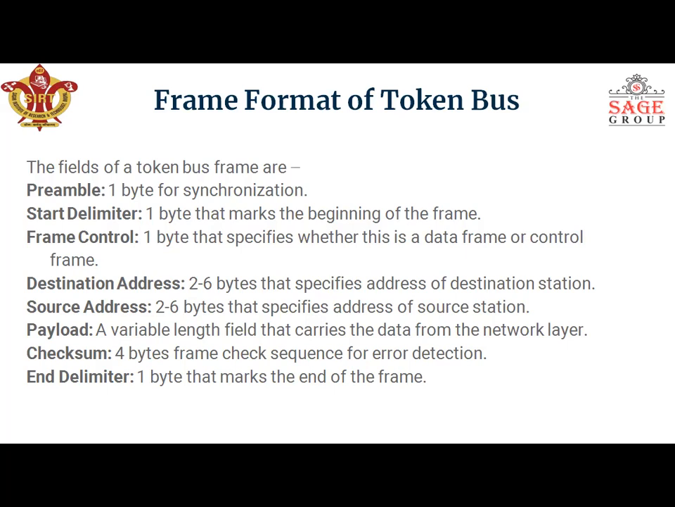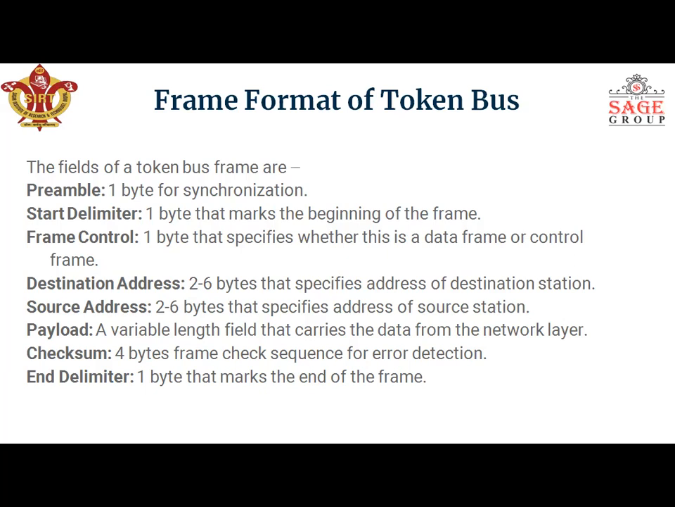The next one is the destination address. Basically destination address is 2 to 6 bytes long, and it specifies the address of a destination. Meaning whenever we want to send any data packet to any destination, we put the address in this destination address field. The next field is the source address. Source address is basically 2 to 6 bytes long, that specifies the address of the source station. Source station means the station that wants to send the data to a particular destination.